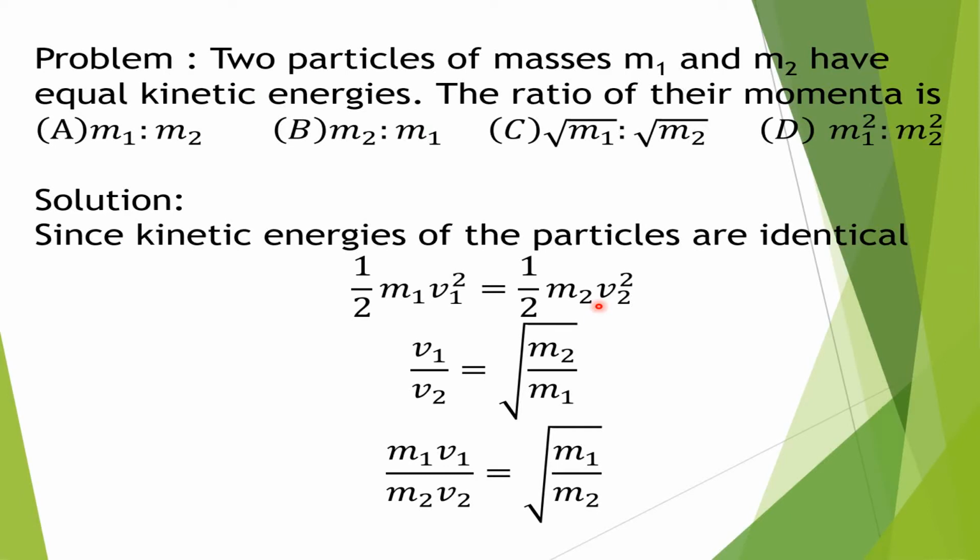Now these are equal, so we solve this for the ratio v1 over v2. If you solve this, we get v1 over v2 is equal to square root of m2 over m1.